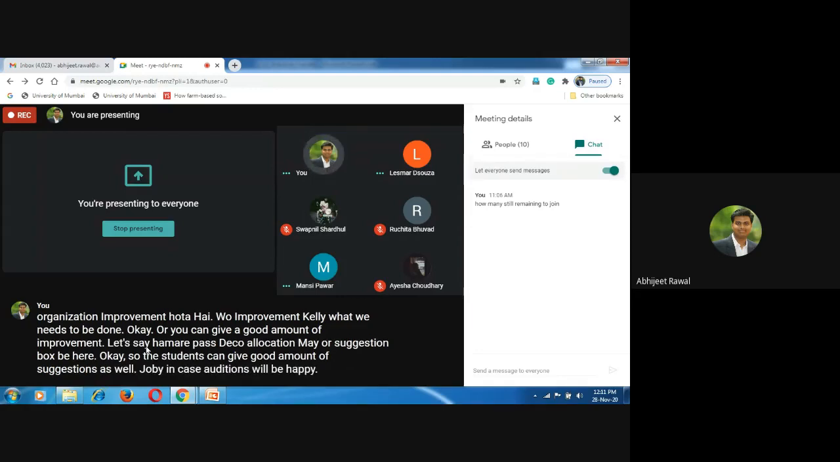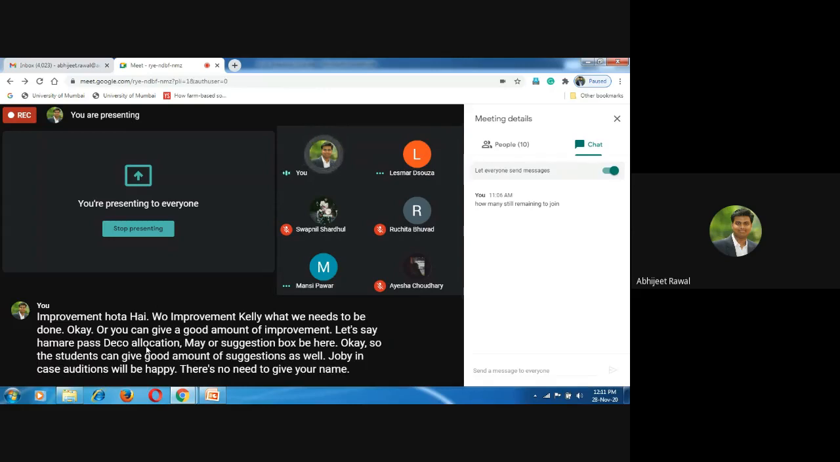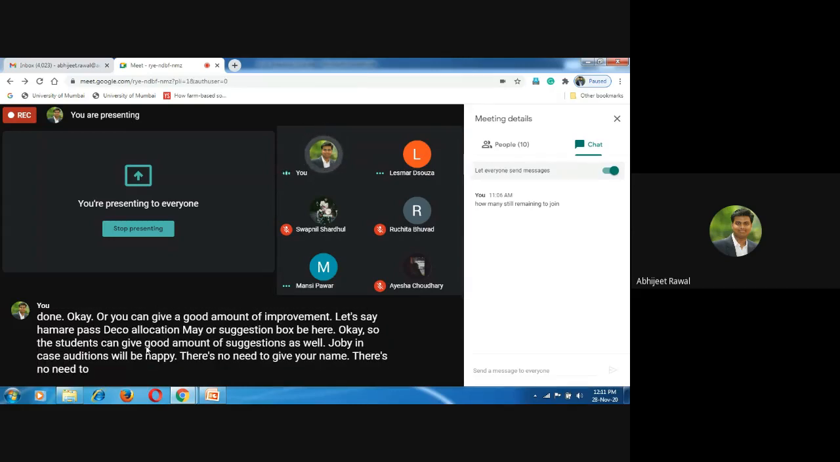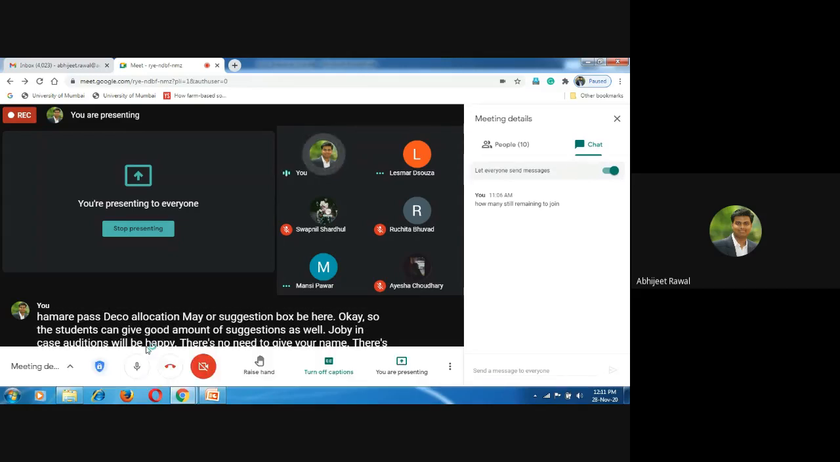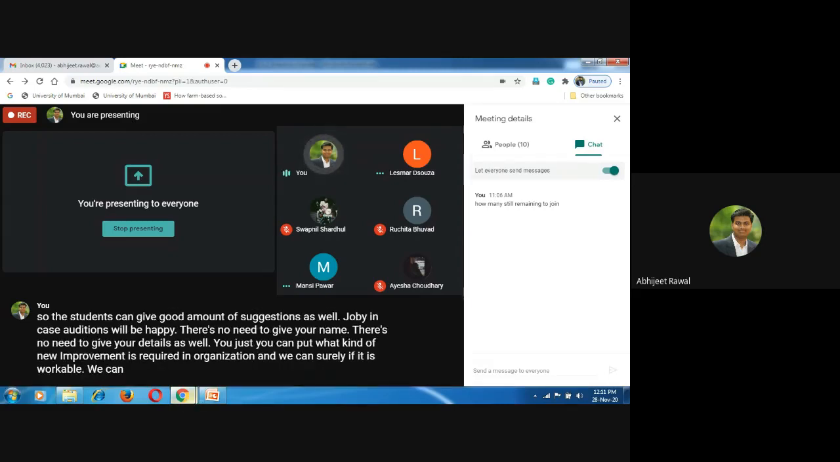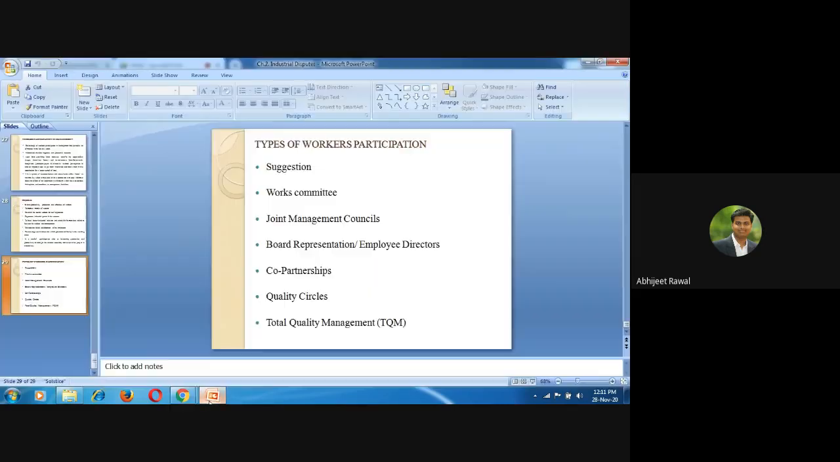There's no need to give your name, there's no need to give your details as well. You can put what kind of new improvement is required in the organization, and if it is workable, we can surely utilize your suggestions and implement them in the organization. That's called suggestion scheme. Second, works committee.